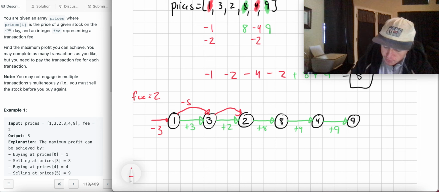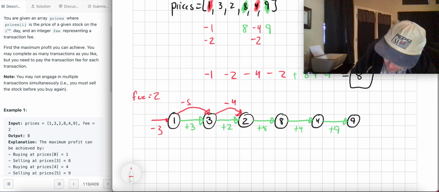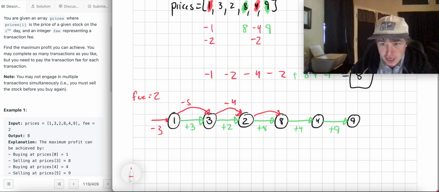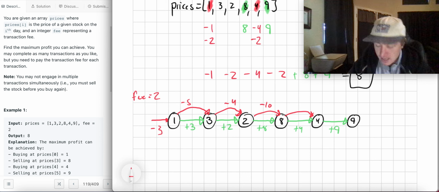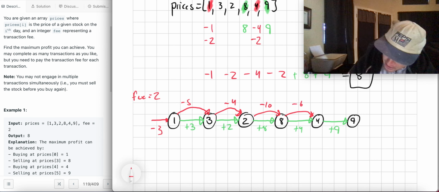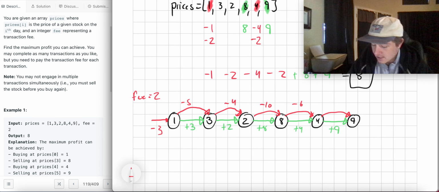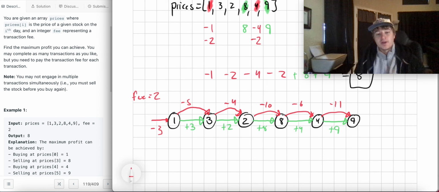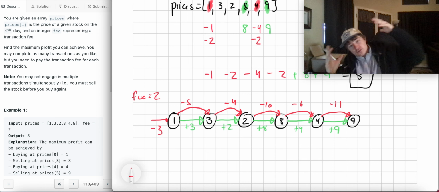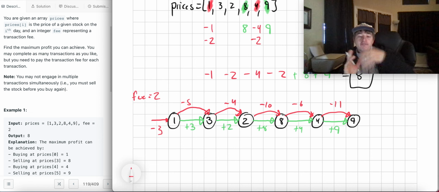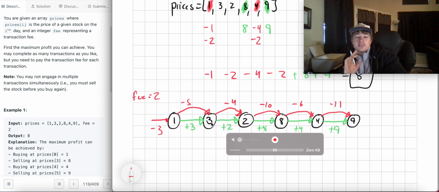I'll lose 2 for buying the stock and 2 for paying the fee. I'll lose 8 for buying the stock, and then I'll lose 2 for paying the fee. I'll lose 4 for buying the stock, and I'll lose 2 for paying the fee. I'll lose 9 for buying the stock, and I'll lose 2 for paying the fee. So this is the system of edges. What are the nodes? The nodes are the days. The value of the nodes, these 1s, these 3s, that's the price of the stock on the day.